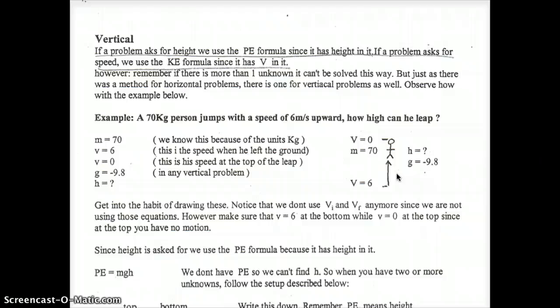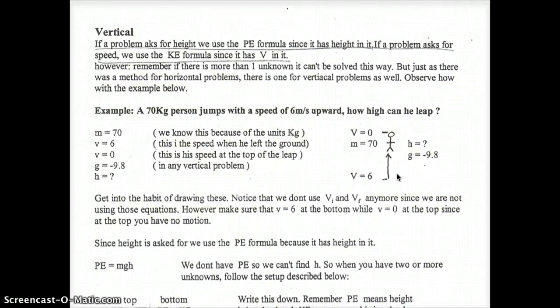So mass is equal to 70. Velocity, we know, is 6 meters per second upwards, so that means the top, or the apex, which he reaches has got to be 0, and where he started was 6, because he jumped 6 meters per second upwards. We know that his mass is 70 kilograms. We know that we don't have his height, and we know that the gravitational acceleration is negative 9.8 meters per second squared. But in this case, we're just going to leave it at negative 9.8 because this is the speed at the top of the leap. So let me scroll down here.